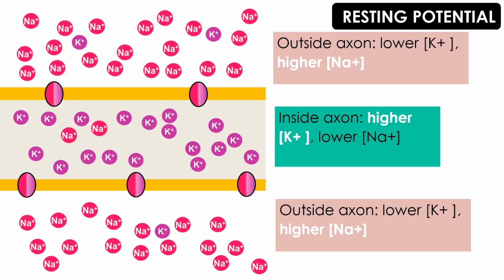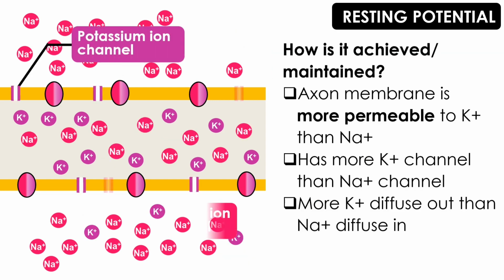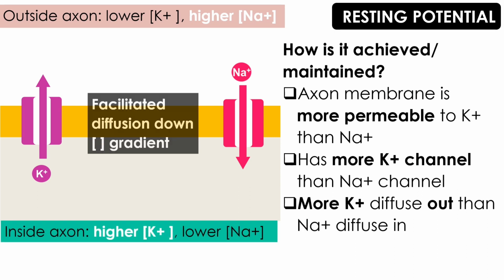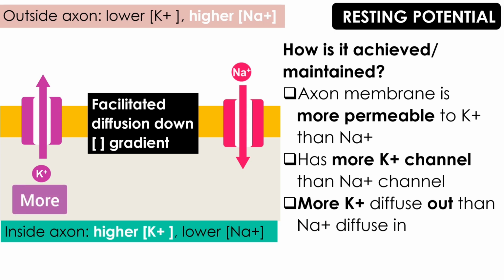Now we will discuss the reason the membrane potential value of resting potential is at minus 70 millivolt. The answer is because the membrane of the axon is more permeable to potassium ions compared to sodium ions. There are more potassium ion channels compared to sodium ion channels on the axon membrane, resulting in more potassium ions diffusing out of the axon down concentration gradient and less sodium ions diffusing into the axon down concentration gradient.